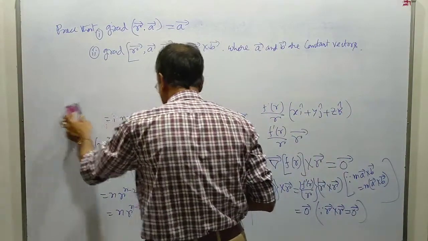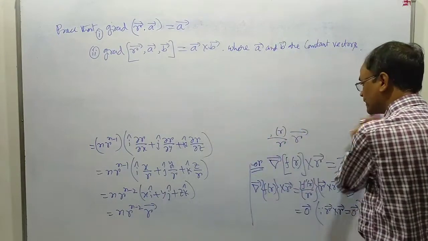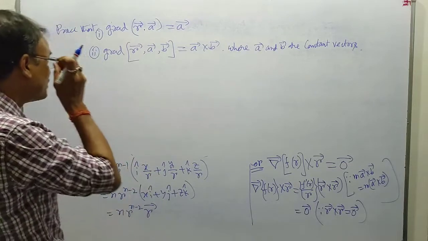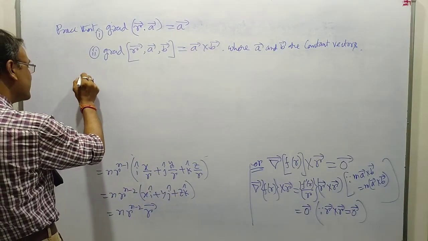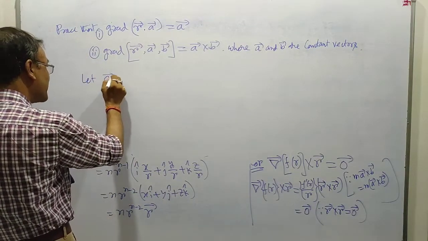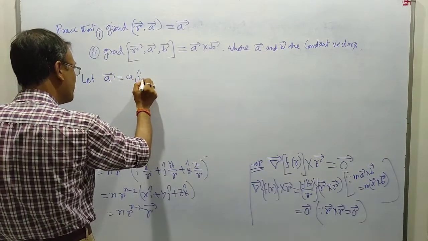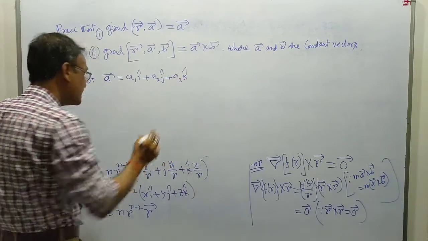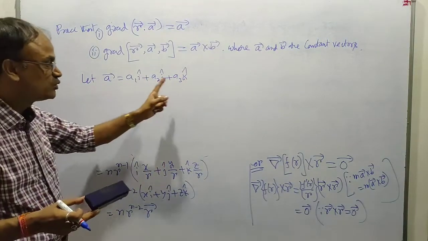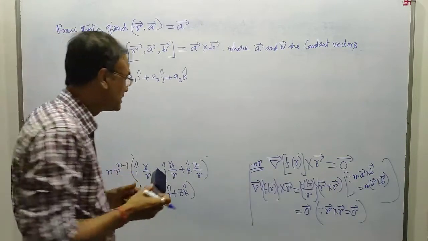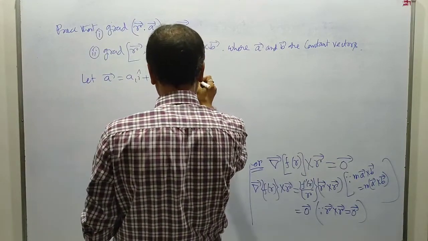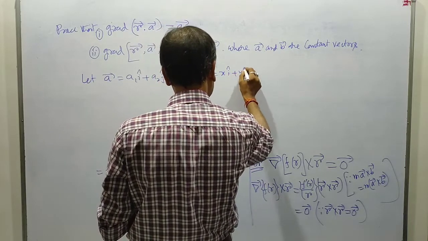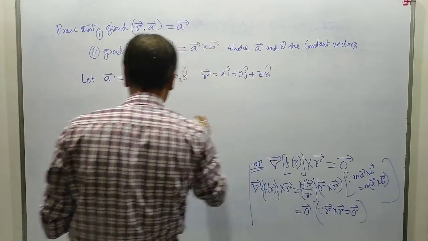I am going to prove this one. A and B are constant vectors. Now, let A vector equal to A1 i cap plus A2 j cap plus A3 k cap. Constant vectors. A1, A2, A3 are scalars, also constant. R vector is equal to x i cap plus y j cap plus z k cap.